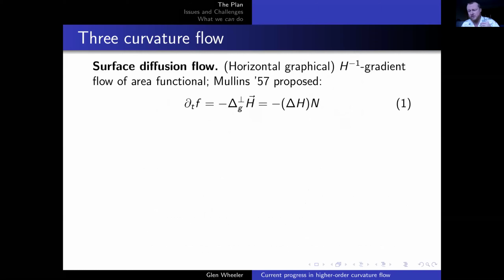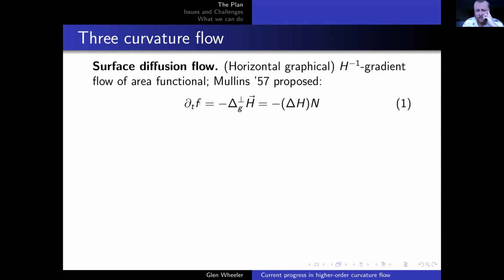Okay, so the first one is surface diffusion flow. And it's called surface diffusion flow because classically it was proposed in 2D, but these days it's studied in any dimension. Sometimes in one dimension it's called curve diffusion flow. Sometimes, I don't think I've seen it called the hypersurface diffusion flow, but I have seen it called surface diffusion flow even when it's in 1D or 10D. It's the same thing. Okay, so what is it? It's an H^-1 gradient flow for the area functional. It was proposed in 1957, which makes it technically the oldest of these flows.